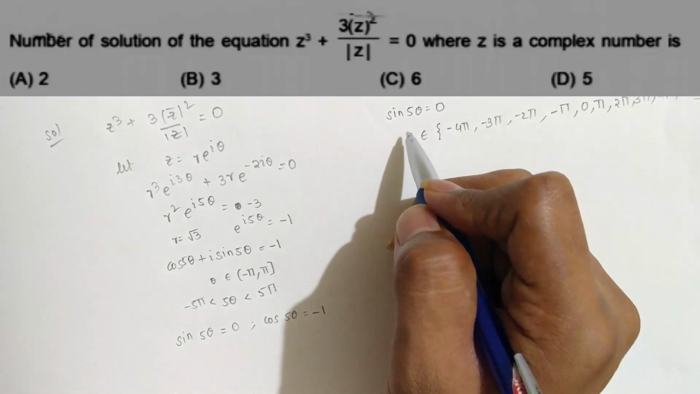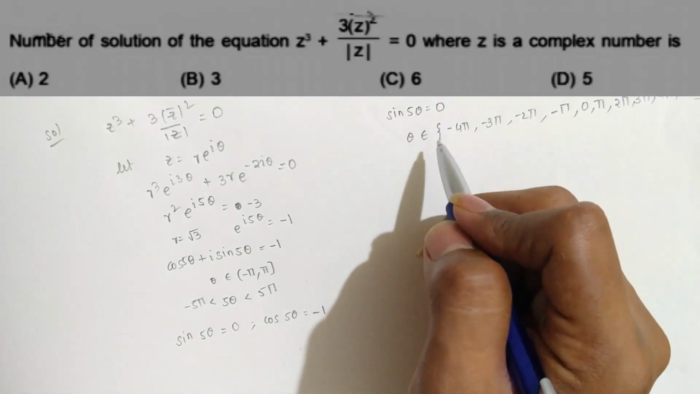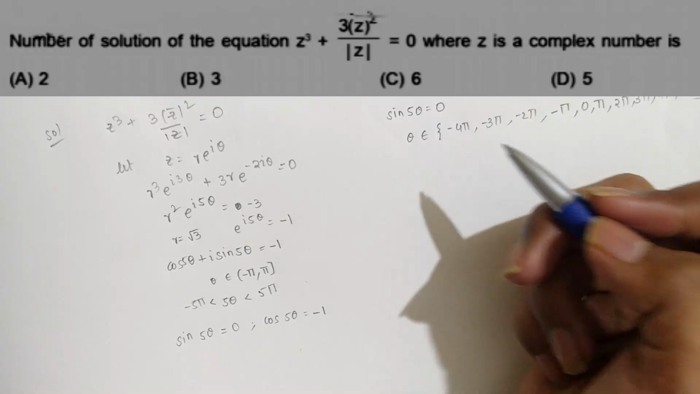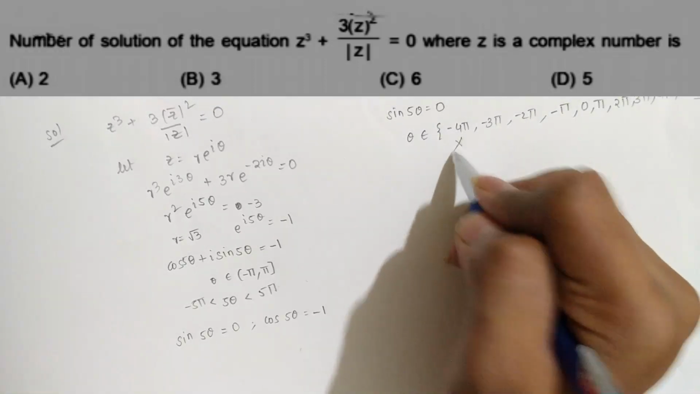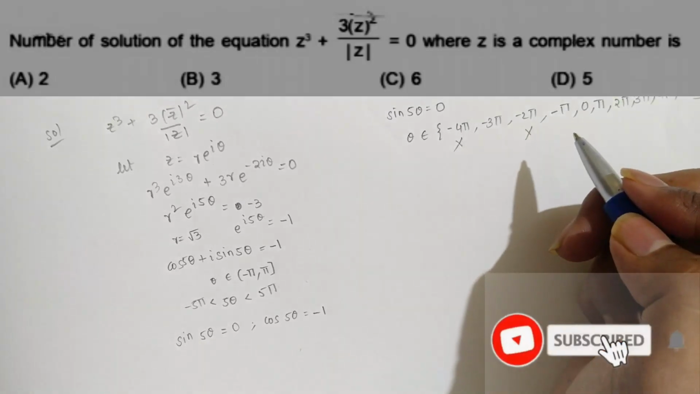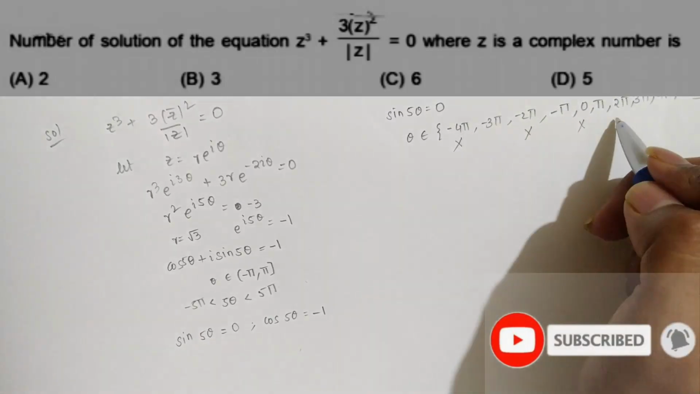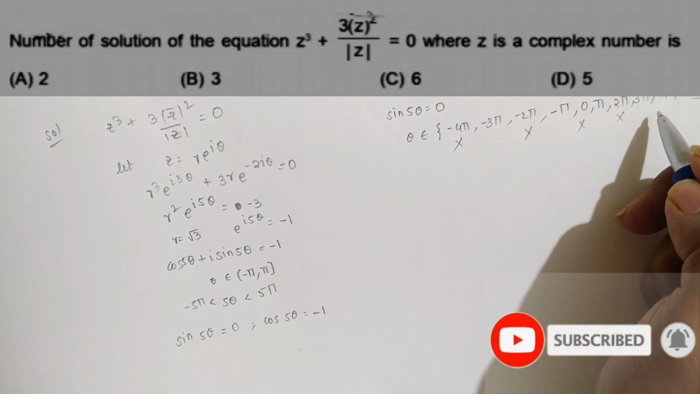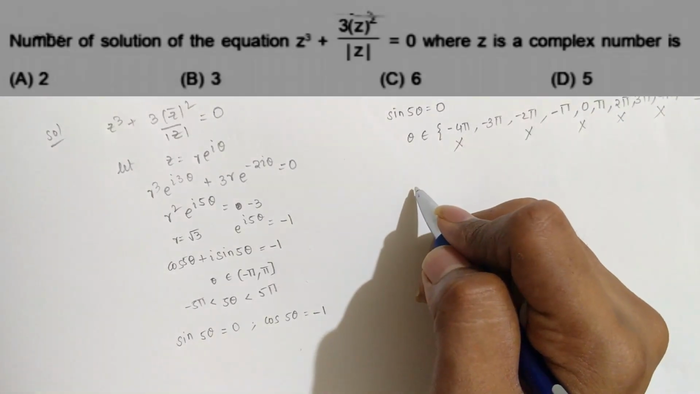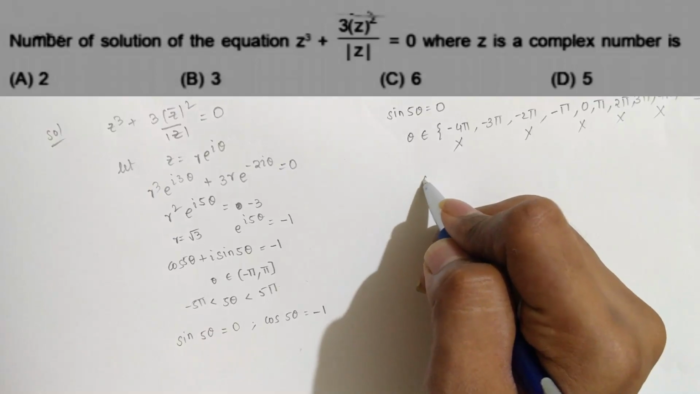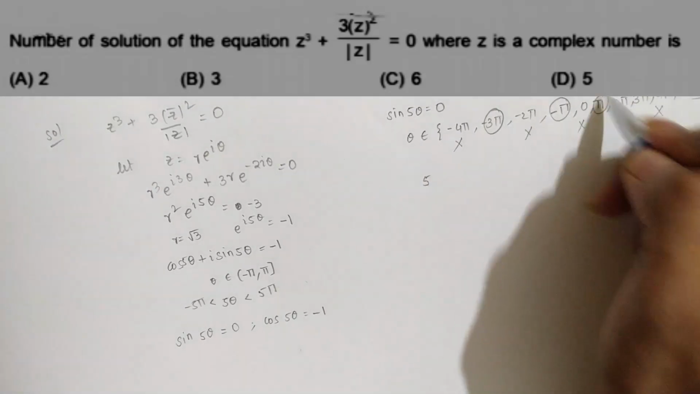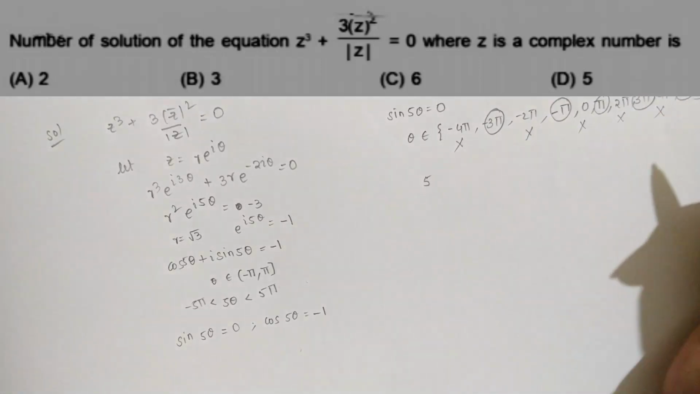And not only sin 5 theta equals 0, also cos 5 theta should be equal to minus 1. So minus 4 pi is not possible, minus 2 pi is not possible, 0 is not possible, 2 pi is not possible and 4 pi is also not possible. So there are 5 solutions, that is minus 3 pi, minus pi, pi, 3 pi and 5 pi.